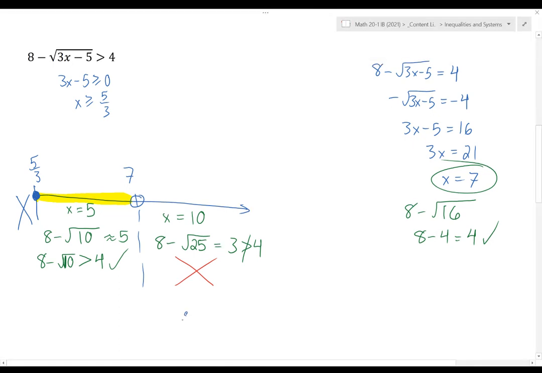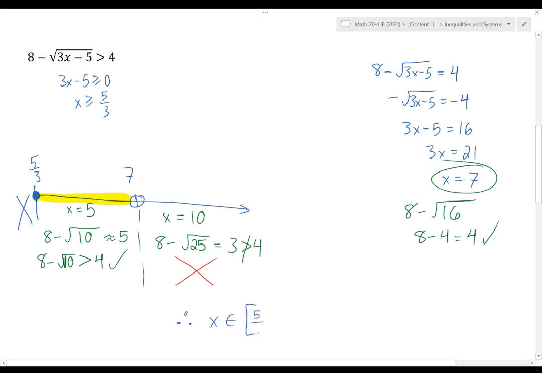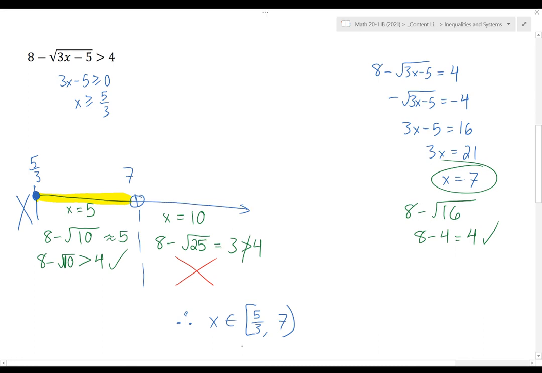So in this case, my solution is that x can belong to the interval between and inclusive of 5/3 and 7, but not inclusive of the 7. So that is the solution.